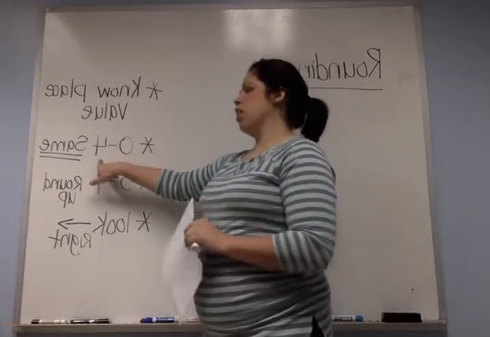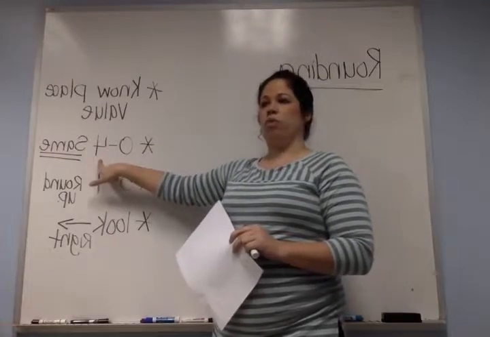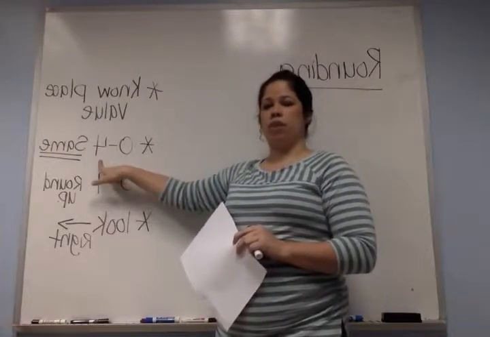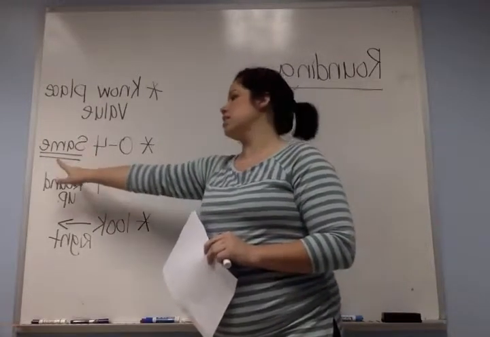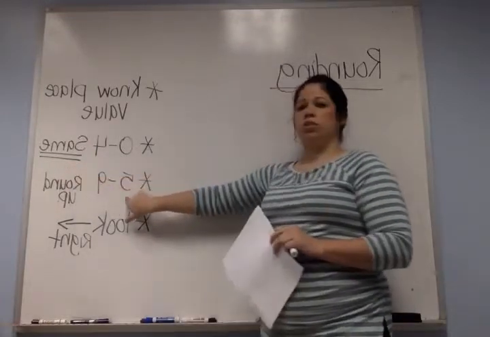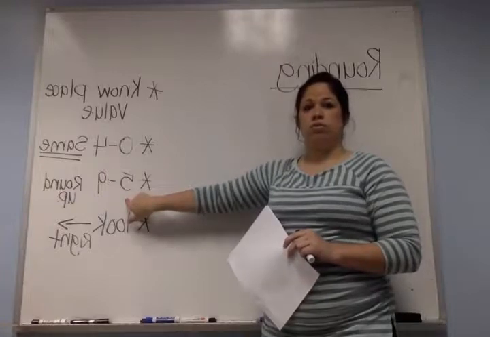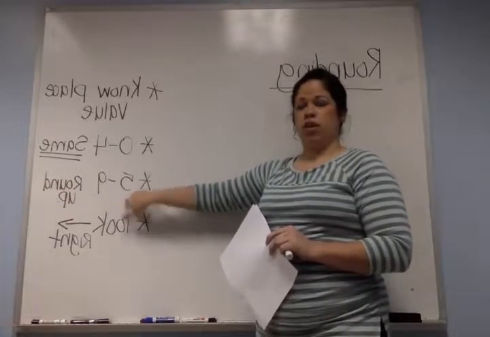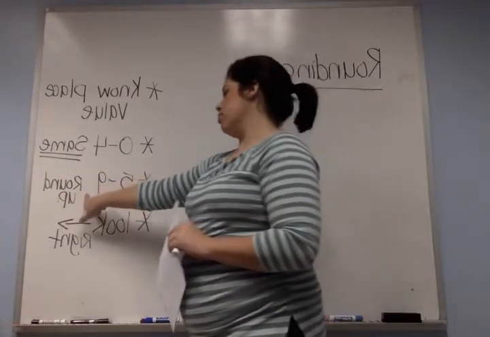0 to 4. If the number is 0 to 4, does it stay the same or round up? That's right, it stays the same. Okay? What about if the number is 5 to 9? Rounding up. Good job. All right.